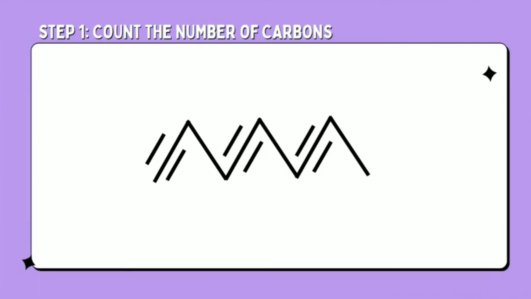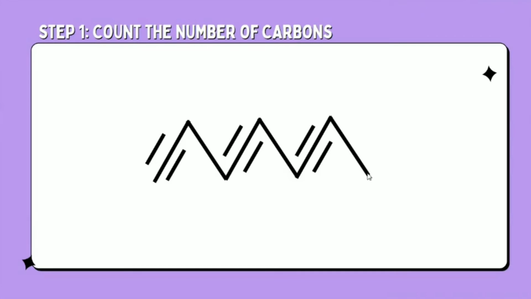Step 1. Count the number of carbons. We have to count the number of carbons. This compound has 7 carbons. So let's start counting. 1, 2, 3, 4, 5, 6, and 7.